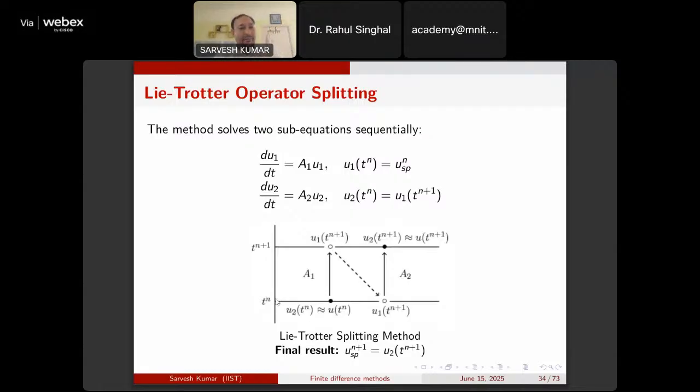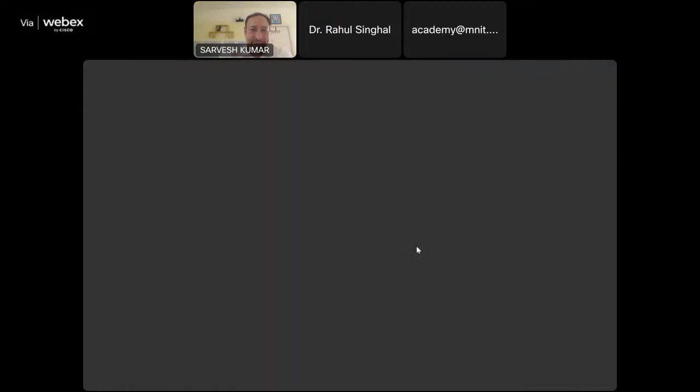Suppose you have to go from tn to tn plus 1 level locally. Then what you do with A1 is take u at tn and go to the intermediate value, then take this here and A2 will lift it here. So finally your u at tn plus 1 is obtained. This is how it works. But it is one way; you can split in more ways.